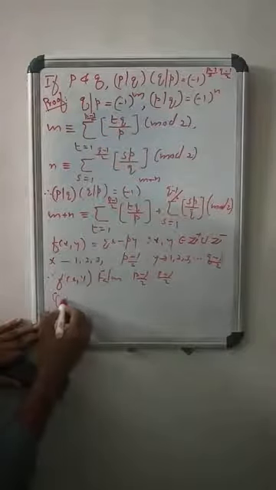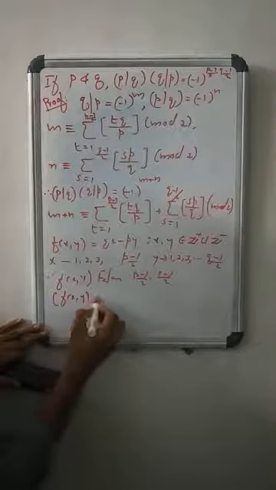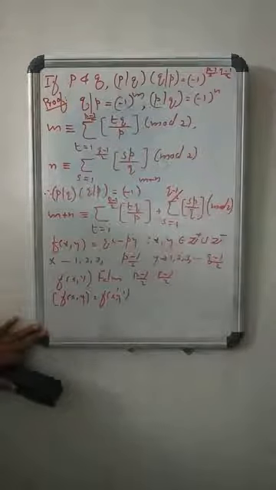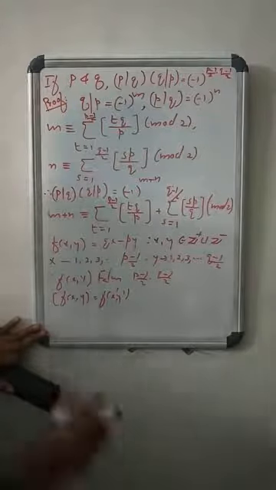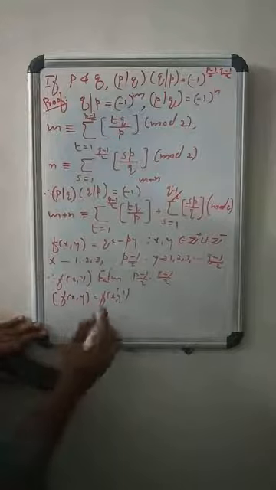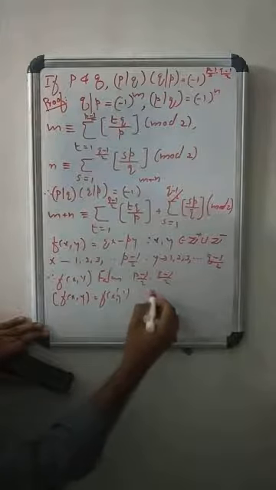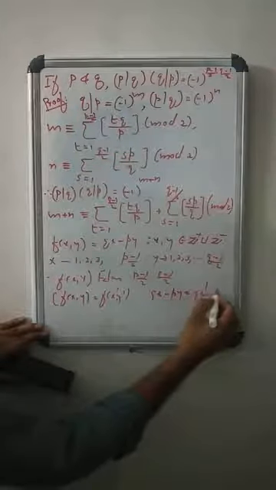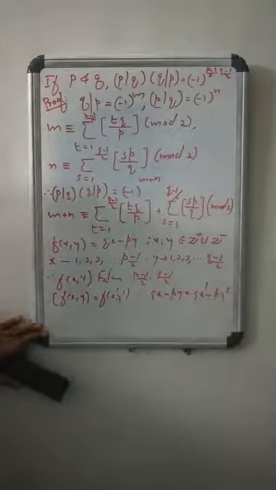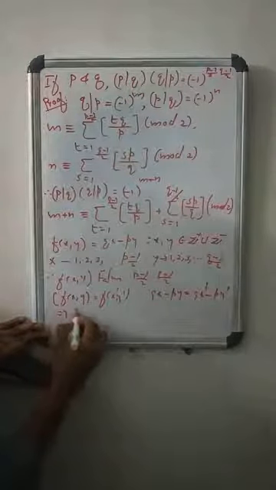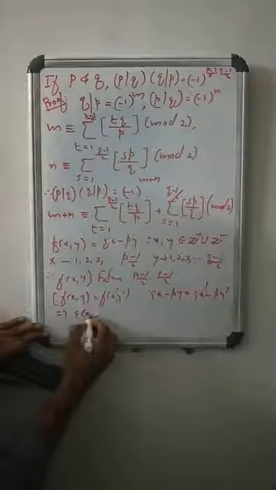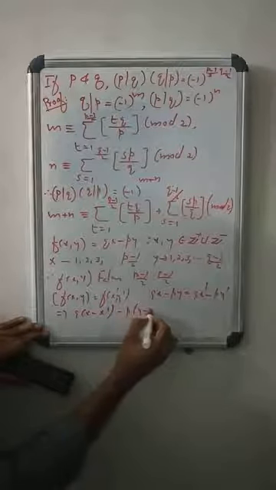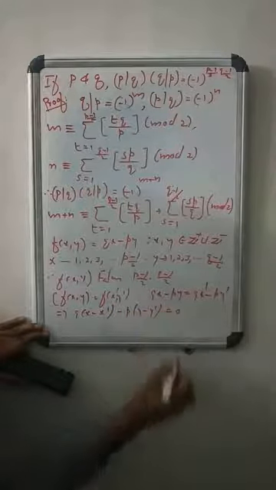Suppose f(x,y) equals f(x',y'). Consider f(x,y). What is f(x,y)? That is qx minus py equals qx' minus py'. That implies q times (x minus x') minus p times (y minus y') equals 0.